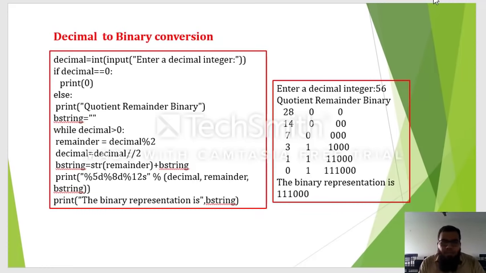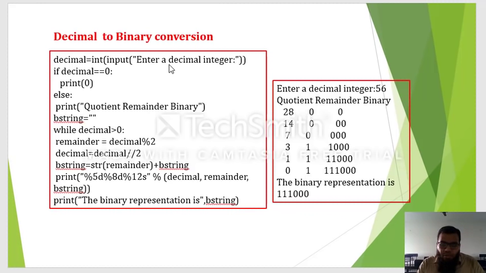Okay, ma'am. So, decimal to binary conversion. When we have to give the input from the keyboard, in what format do we need to give it? A decimal number. But by default, whenever we give input from the keyboard, Python takes it as a string. So we need to convert this string into an integer.